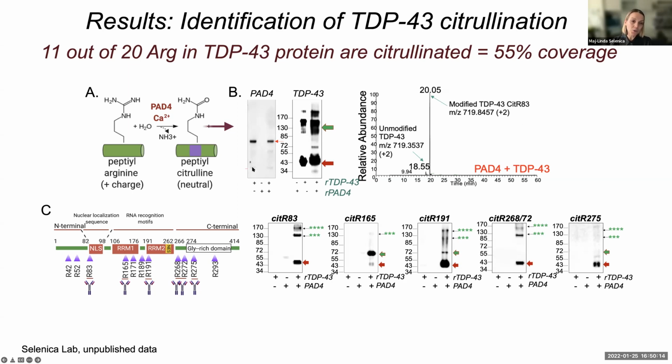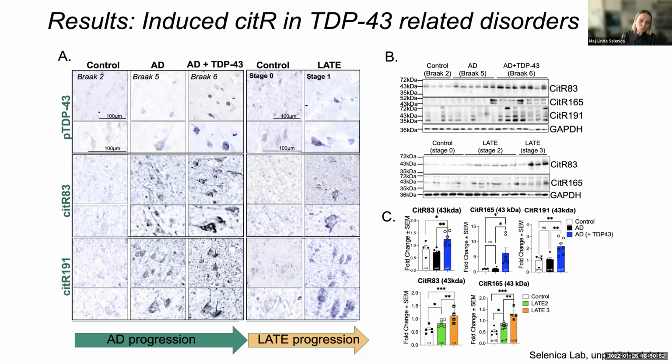That prompted us to produce specific antibodies against the citrullinated sites of TDP-43. In fact, we have generated 5 antibodies out of the 11 sites, distributed throughout the regions of the TDP-43 sequence. Our characterization of these antibodies in the recombinant protein system identified them as specific to their citrullination site. Moreover, I wanted to highlight the presence of high molecular weight species of citrullinated TDP-43 identified by these antibodies.